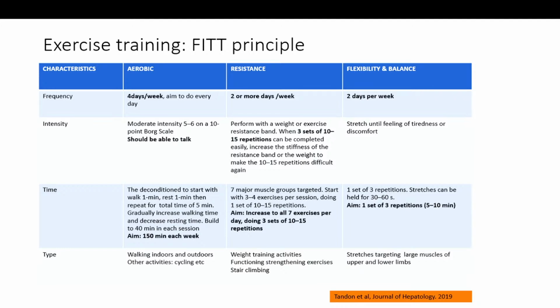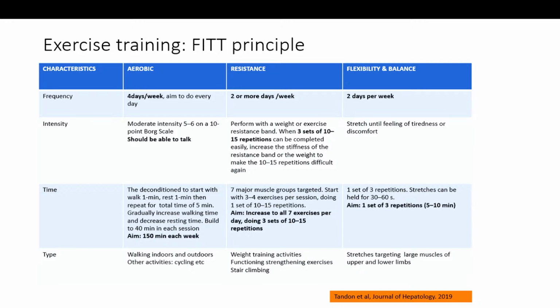Now, when it comes to intensity, it can be judged by the Borg scale at 5 to 6, or simply by knowing whether the patient is able to talk comfortably while exercising. That amounts to moderate intensity and that is enough. For resistance exercises, we start with 3 sets of 10 to 15 repetitions of whatever muscle group we are targeting, and then we can increase these sets as well as the number of muscle groups subjected to exercise. For flexibility and balance exercises, we can stretch until a feeling of tiredness or discomfort is seen in the patient.